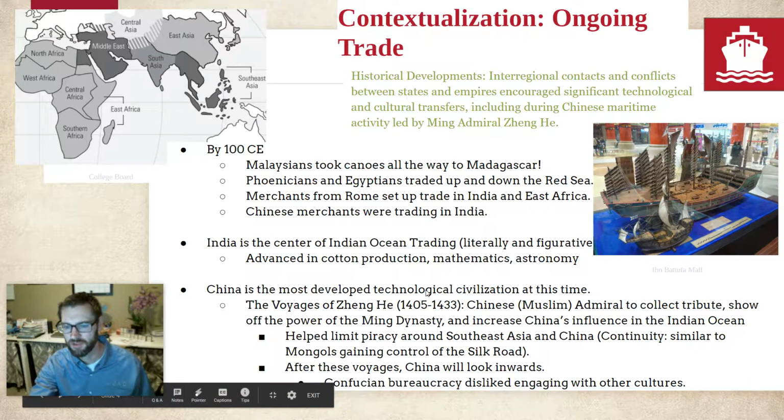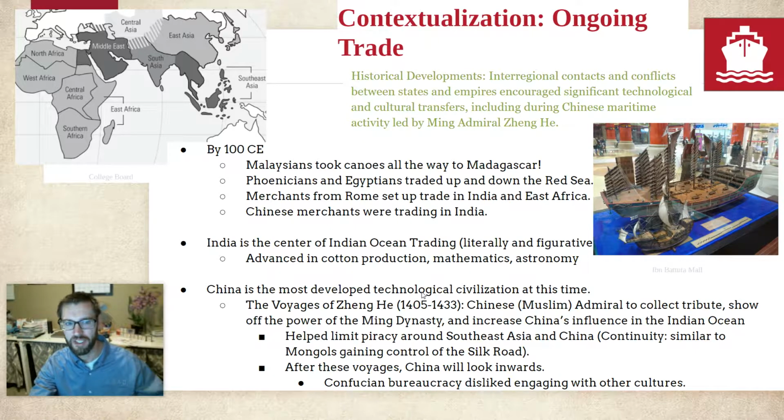after Zheng He returns for the final time, a new emperor comes to power, and he's not a fan of looking out. Some Confucian scholars convinced him that's a bad idea, that engaging with these other cultures doesn't help China. We're better than the other cultures anyway, which in a lot of ways China was from a technological standpoint. So they close their doors to the rest of the world, which is how China goes from being the most technologically advanced and dominant power of the age to, for 500 years, letting everyone else around them develop while they stay pretty stagnant. And as a result, they're going to need to do some quick redevelopment in the 1800s.